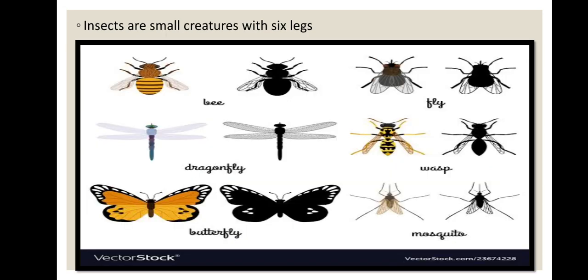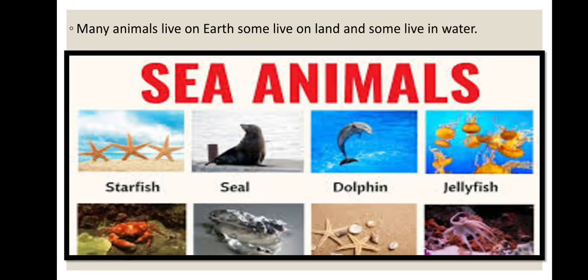Insects are small creatures with 6 legs. They often fly, or many can live in grass. Many animals live on earth. Some of the animals live on land and some live in water.